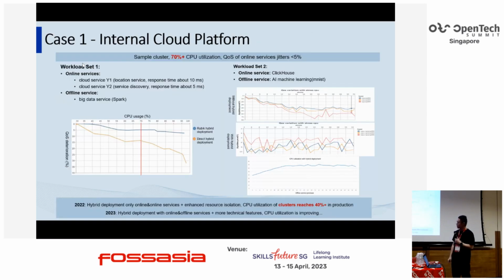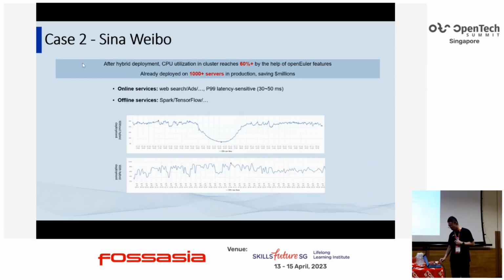Okay. This is our first case. We already use our technologies in our internal cloud platform. In the sample cluster, we have already reached 70% CPU utilization. Okay, this is case 1 and case 2.